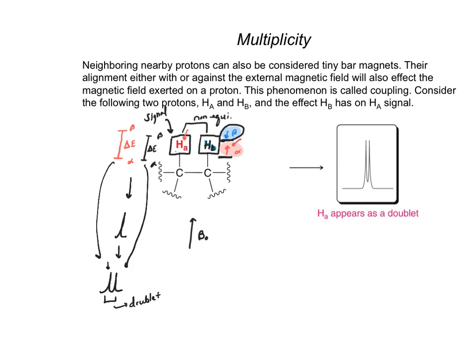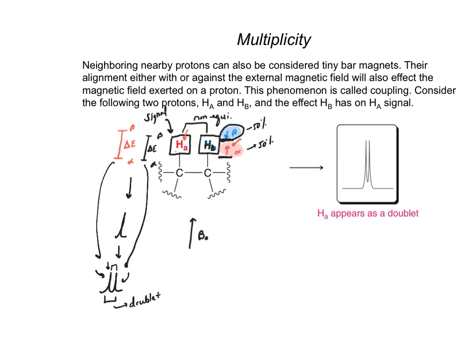HB, who's nearby HA, is either with the field, in which case we get a little bit larger splitting, and so a little bit higher chemical shift. If we're near an HB that's aligned against the field, then we get a little bit smaller splitting, and we will absorb at a little bit lower chemical shift. The big thing to note is that HB, 50% of the time, is going to align against, and 50% of the time is going to align with. So this is an equal probability, and that's why the two peaks here are equal in magnitude. This is what we get when we get a doublet.